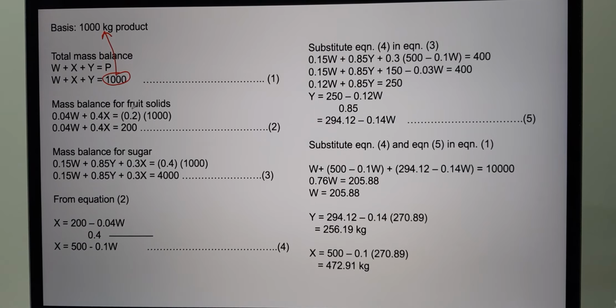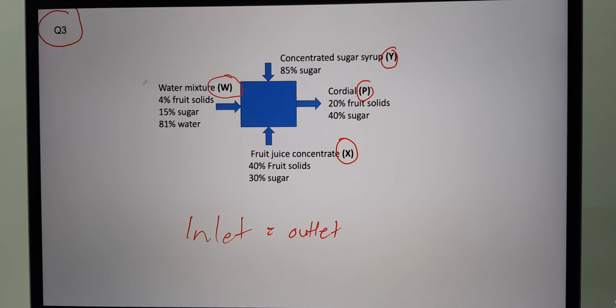Okay. And then what are the things that you find in common in this particular inlet and outlet? First, we have fruit solids. This one, we have fruit solids. This one, we have fruit solids. And then we have sugar, sugar, and sugar. Okay, water is only applicable in this particular W inlet. The rest, we don't have any water. So, don't use water, right? Use whatever composition that you have in common for each inlet and outlet.